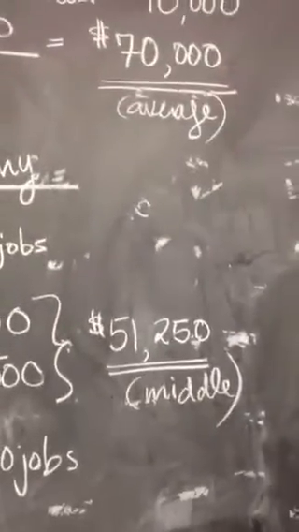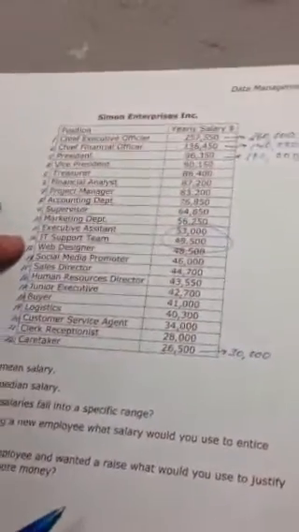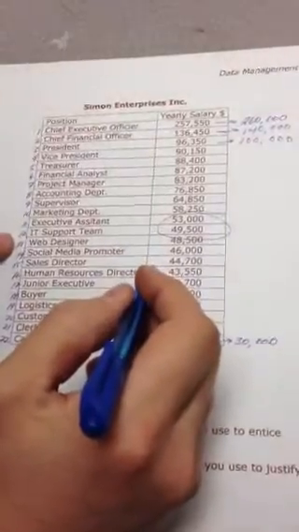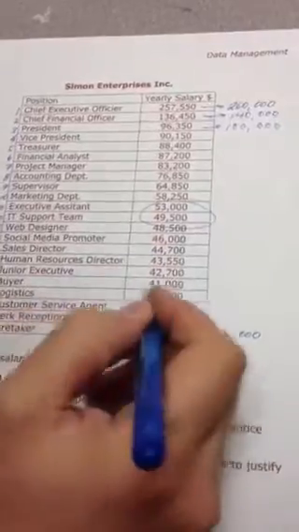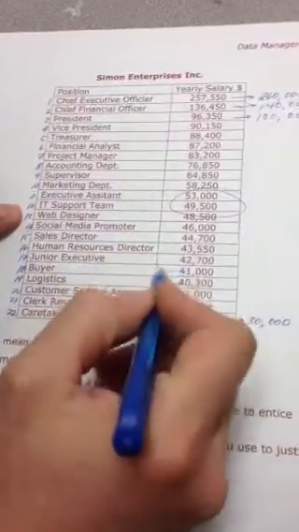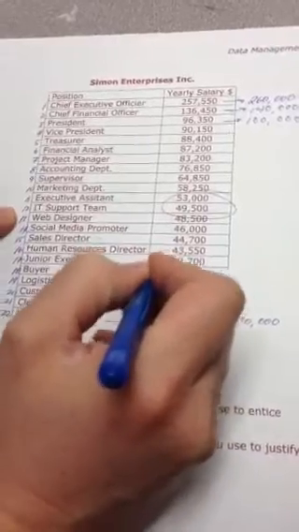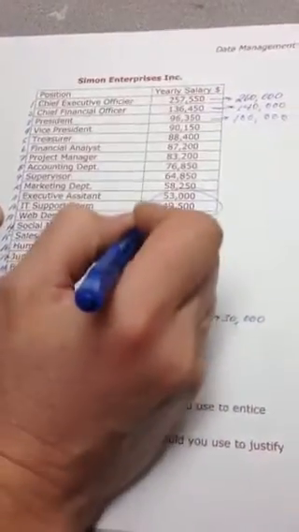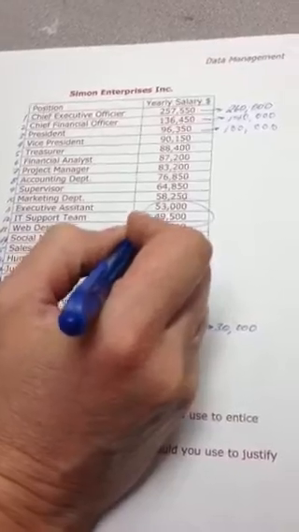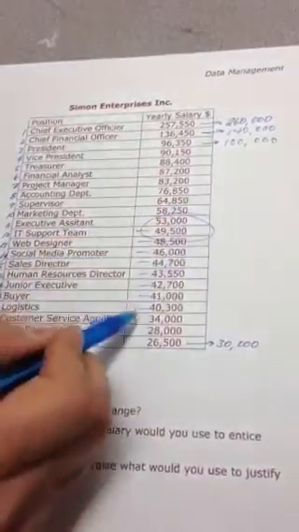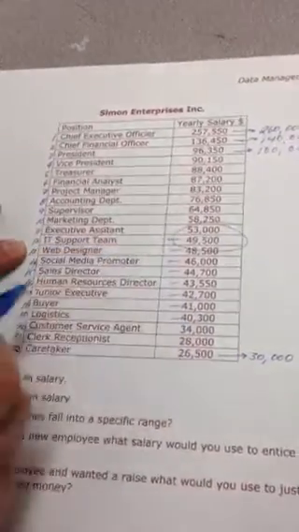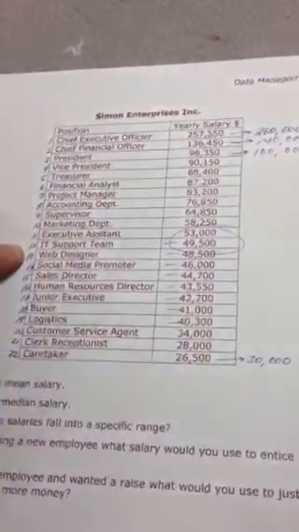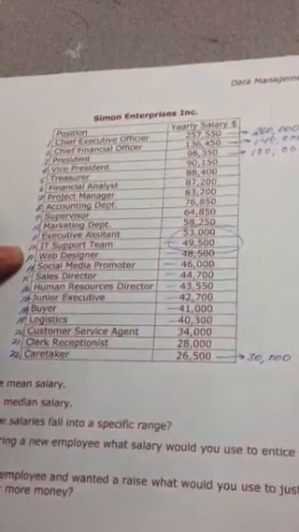You can clearly see that that is not the average. There is a difference. The other thing that we can notice here on this table is that most of the jobs are in the $40,000 range, actually ranging from $40,000 to $50,000. We can see logistics, buyer, junior executive, HR, sales, social media, IT, web designer and IT. Most of the jobs here are ranging from $40,000 to $50,000. So we can actually say that that is our mode salary, the $40,000 range salary.